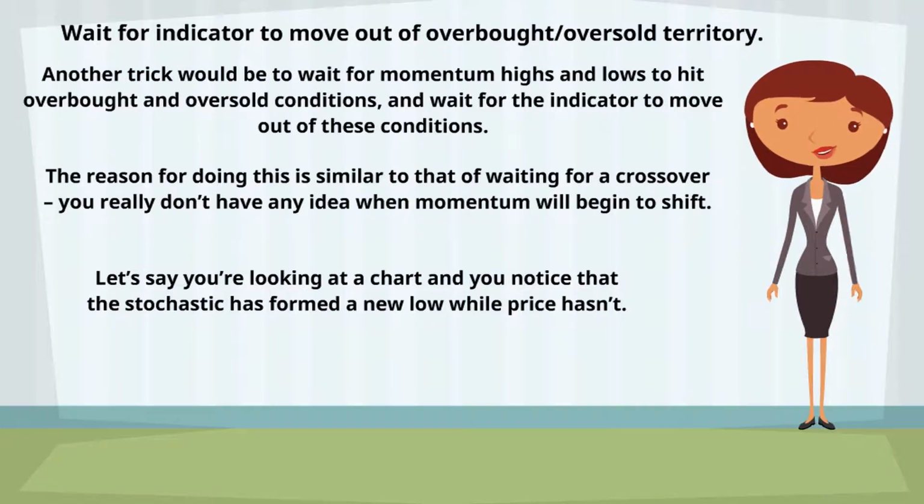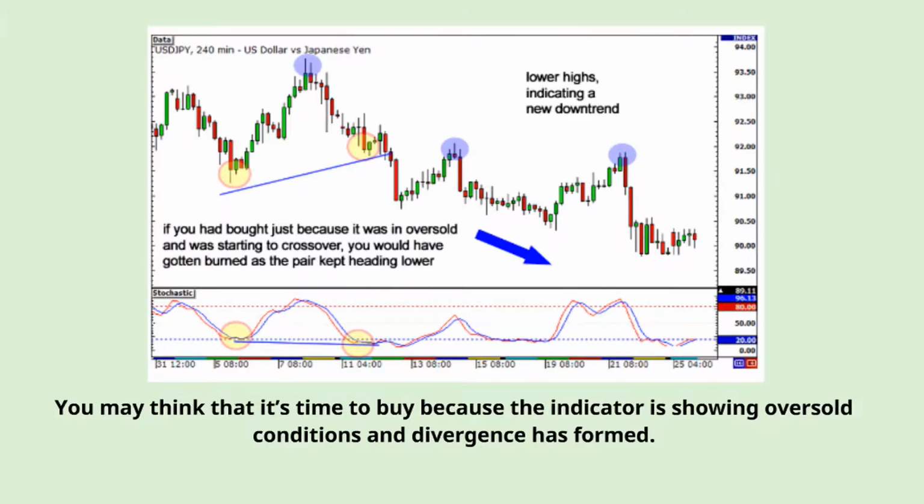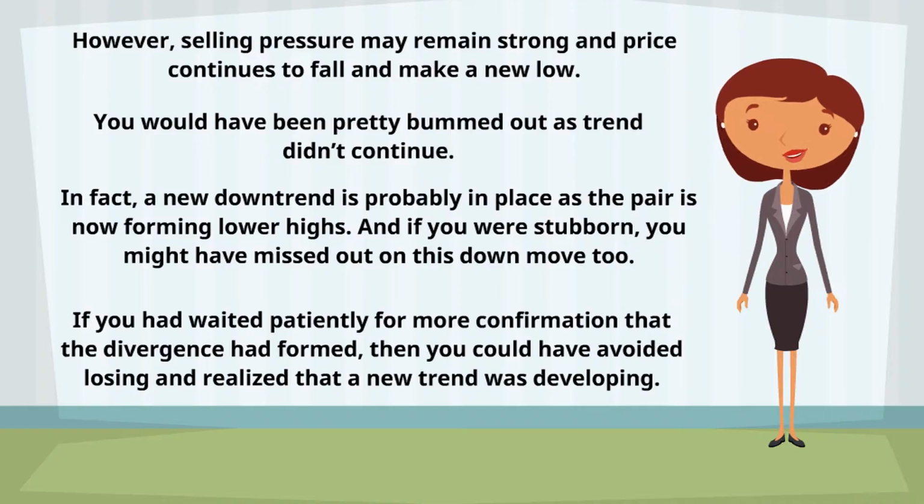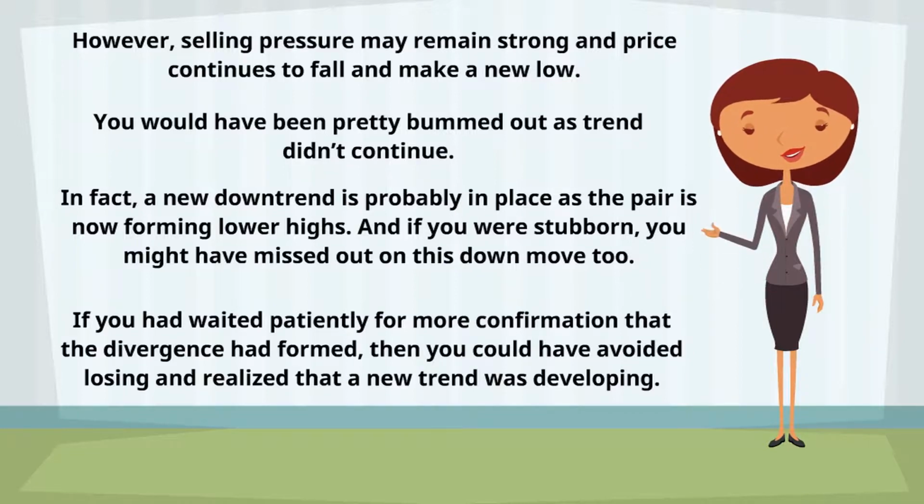Let's say you're looking at a chart and you notice that the stochastic has formed a new low while price hasn't. You may think that it's time to buy because the indicator is showing oversold conditions and divergence has formed. However, selling pressure may remain strong and price continues to fall and make a new low. You would have been pretty bummed out as the trend didn't continue.